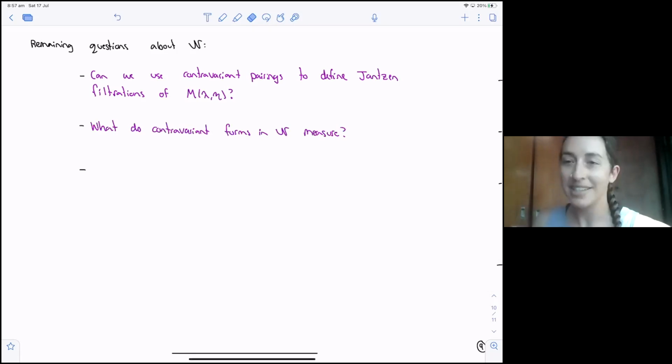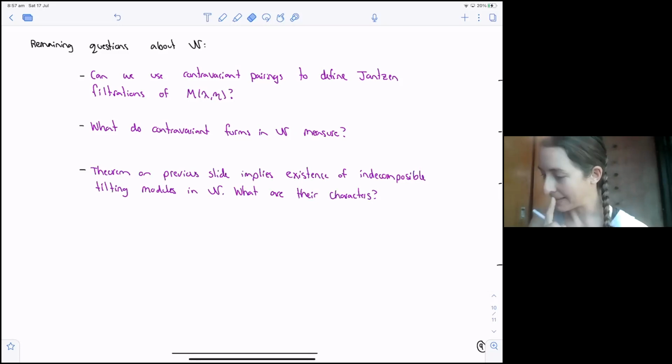And then we still have this question that we're not really sure what contravariant forms measure. I have some interesting ideas as to what they seem to be doing on the D module side. They seem to correspond to extra equivalences of categories that you get from intertwining functors on D modules, which is kind of neat. But they are a strange feature of this category. They almost seem like the wrong notion for the Whittaker category.